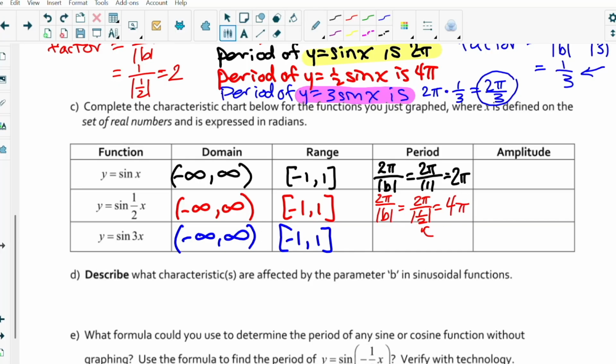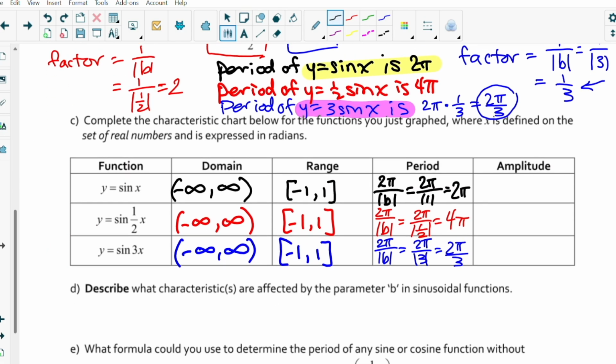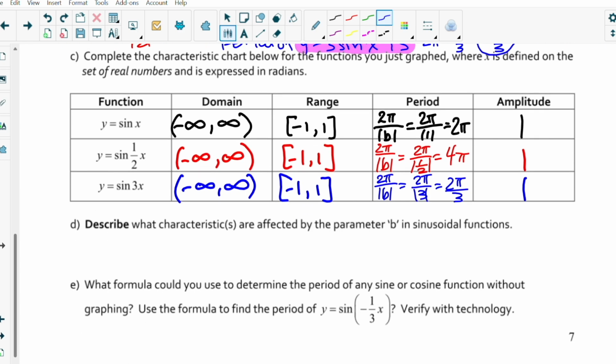So this is the formula that we'll use to determine the period when we have a horizontal stretch, so the b value changes. And then lastly, 2 pi over the absolute value of b, that's 2 pi over 3, and that's the new period, just like we showed you with the graphical way and now the algebraic way. What about the amplitude? The amplitude is 1, 1, 1. Remember, we're not changing any y values.